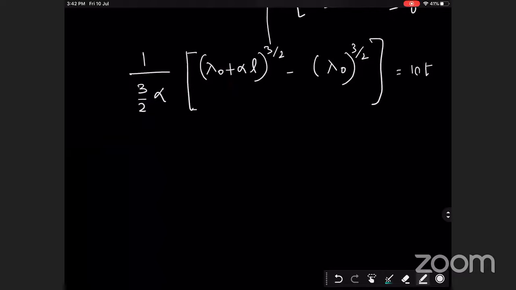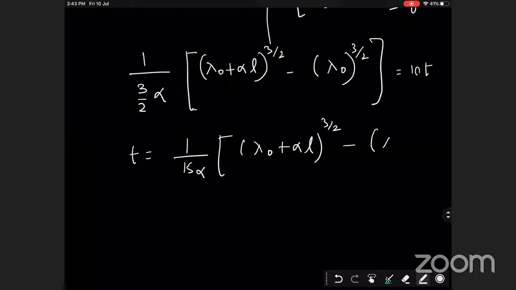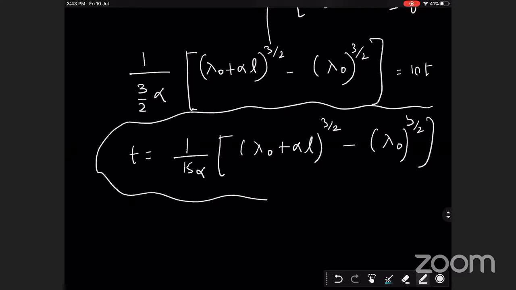So your answer will look like this. T is equal to 1 by 15 alpha bracket lambda naught plus alpha L power 3 by 2 minus lambda naught power 3 by 2. This will be your answer, children. This much time it will take. Are you getting the same answer? Yes, sir. Yes, such questions come in IIT. We'll have to solve such questions, right?